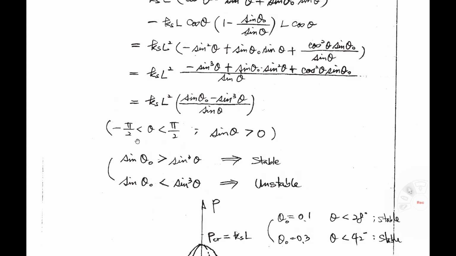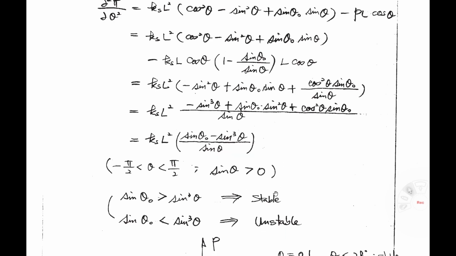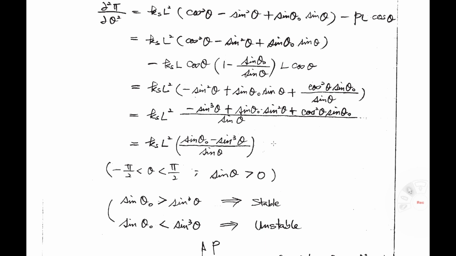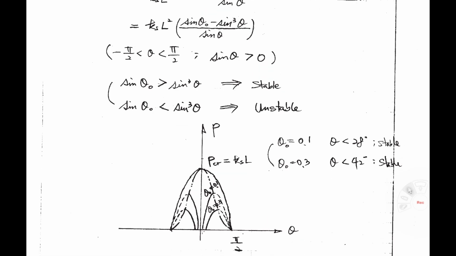Here as you see, theta between minus pi over 2 and pi over 2, sine theta equal greater than 0. If this equal greater than 0, then this second derivative value is positive. That means it is stable. So this is less than 0. That means these values is negative, right? So unstable. Here, if you draw, this is pi over 2, okay? Plus pi over 2. This is equal minus pi over 2.